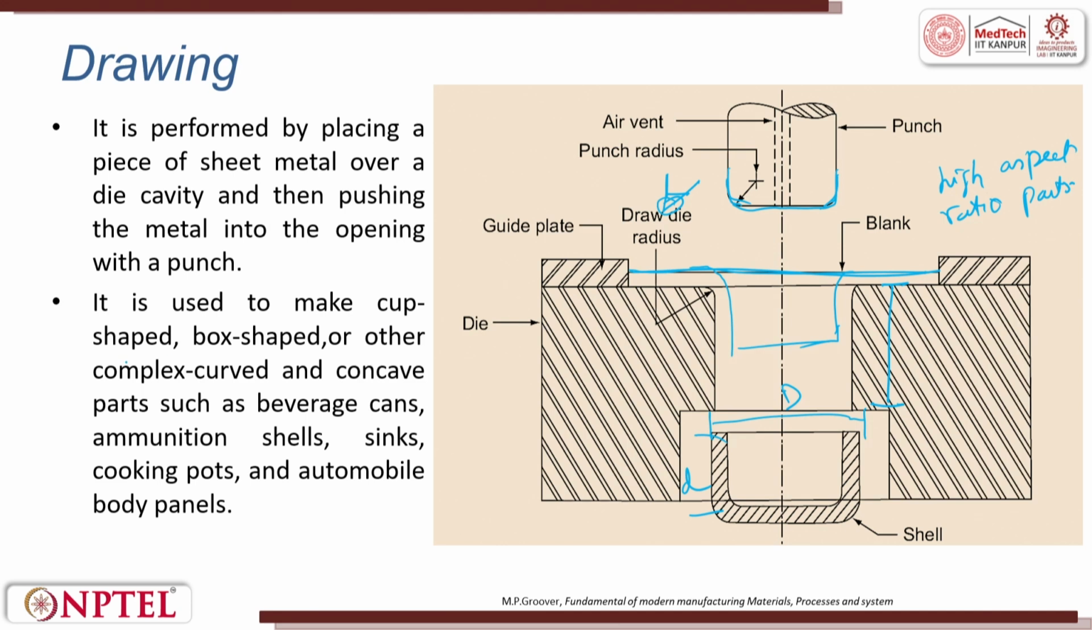So, it is used to make cup shaped, box shaped or other convex or concave shaped parts. Beverage cans are made out of drawing operation. Pepsi cans are made out of drawing. Then ammunition shells, sinks, cooking pots and automobile body parts are all made out of drawing operation. Here there is no cutting of the blank, it will be just bending along it. The die also has a radius, so this radius allows it to smoothly flow and then it tries to create a cup.